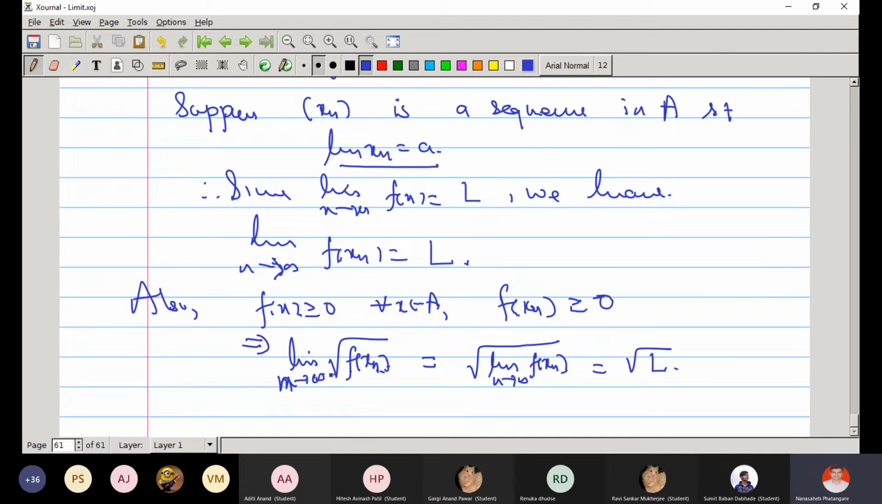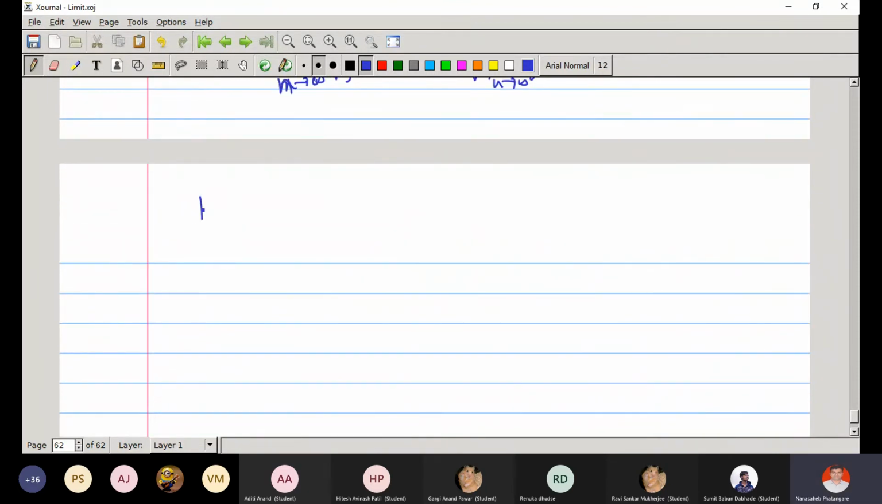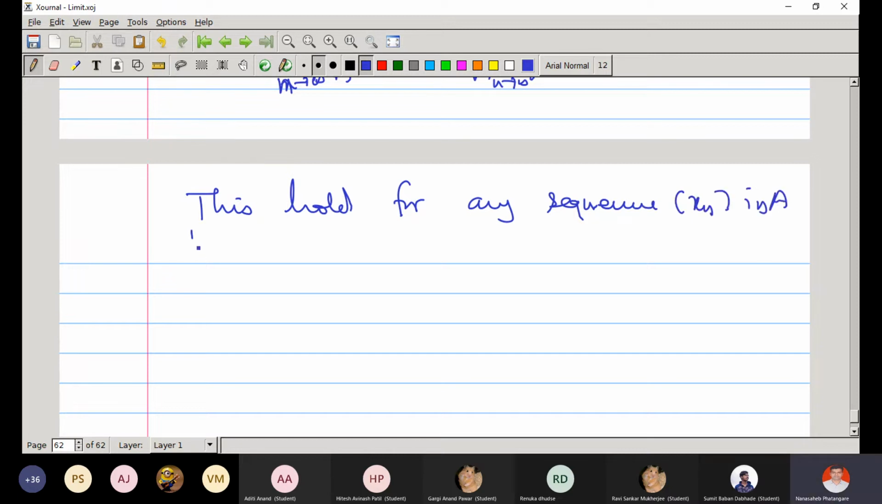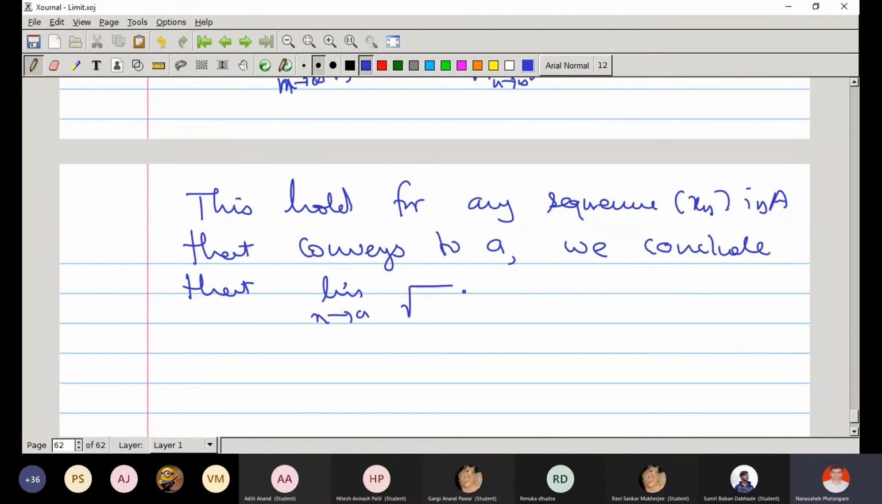So it's true for any sequence that converges to A. Here we can conclude that it holds for any sequence xn in A that converges to A. We conclude that the limit as x tends to A of square root of fx is equal to square root of L. Okay, is this clear?